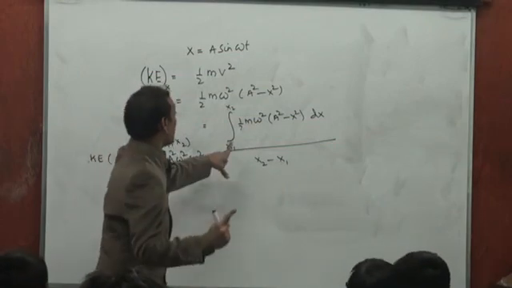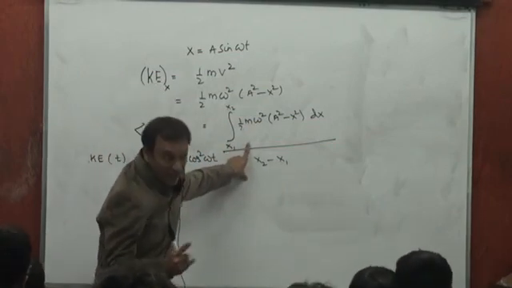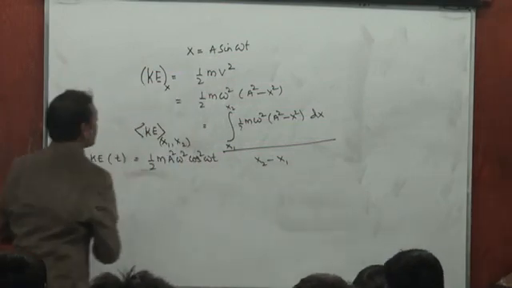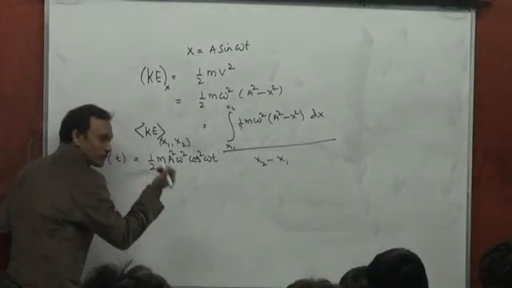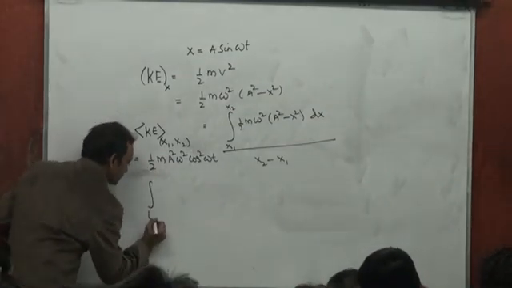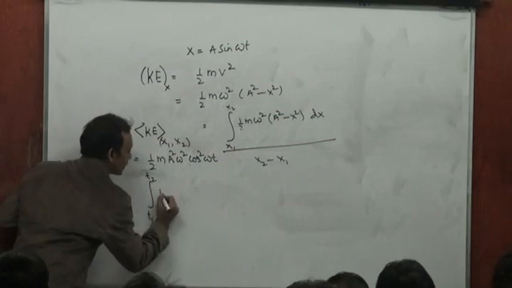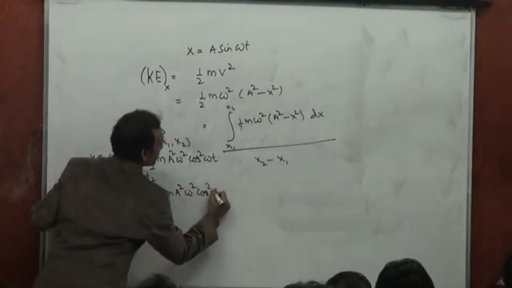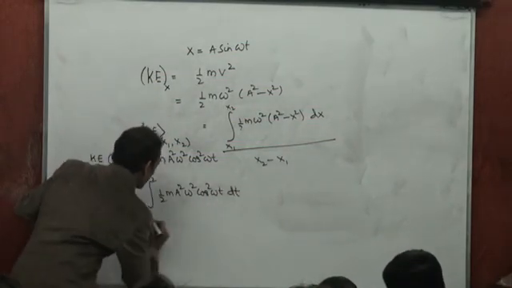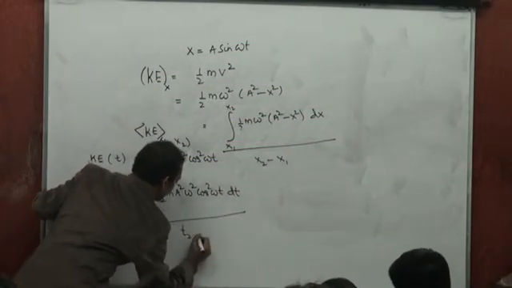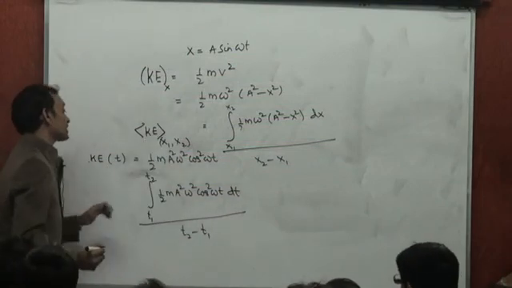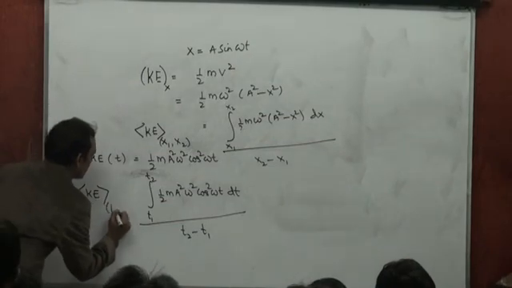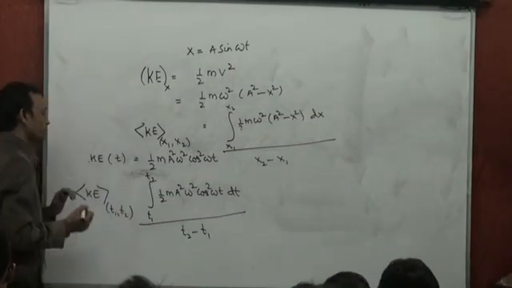now this is averaging over time. This was averaging over space. Now if we want to average over time, the average kinetic energy when t changes from t1 to t2 is going to be the integral from t1 to t2 of half m a squared omega squared cos squared omega t dt, divided by t2 minus t1. That's the average kinetic energy in the interval t1 to t2.